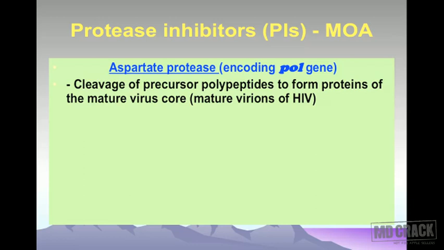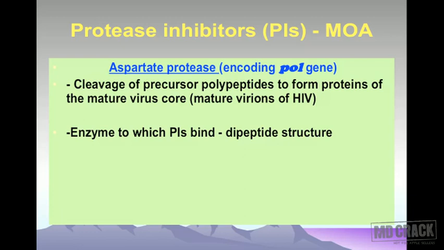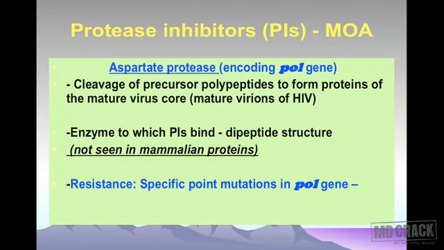So protease inhibitors inhibit this enzyme, and then there will be difficulty in the formation of proteins of the mature virus core. The enzyme to which the protease inhibitors bind is aspartate protease, which has a dipeptide structure. Important thing to remember is this type of structure is not seen in the mammalian proteins. That's very important. It means only this virus has this kind of dipeptide structure in the aspartate protease enzyme. Human beings and mammals don't have this type of dipeptide structure in their proteins. Is this good or bad? Yeah, it's good, and this is why the protease inhibitors are not going to produce a similar kind of action in human beings.